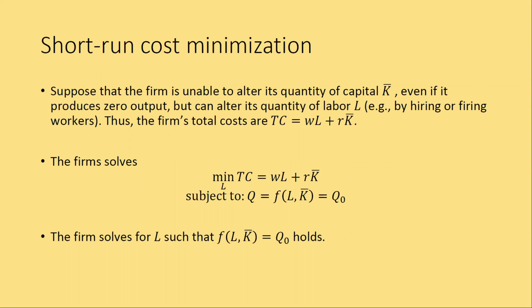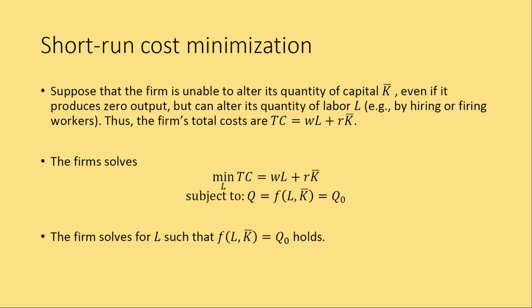Now let's move to the short-run cost minimization problem. So recall the distinction we made at the beginning that in the long run, the firm can freely choose all of its inputs, and in our simplified model, both labor and capital. So here in the short run, the firm will not be able to choose the quantity of capital. And we are going to assume that the capital is fixed at the level of K bar, even if the firm produces 0 units of output. But the firm can choose its quantity of labor.